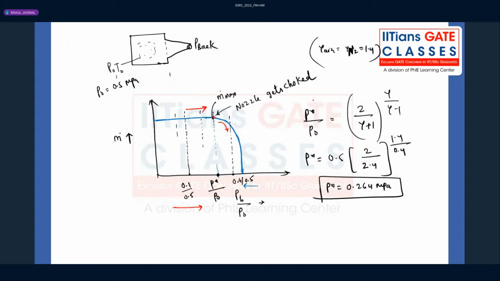Further, we will see the derivation of this particular formula. Make a note of it. Once it is done, we can move on to the next question. This is what you have, a reservoir.